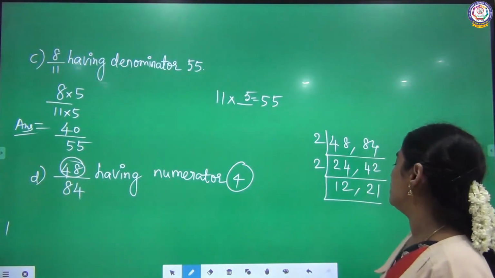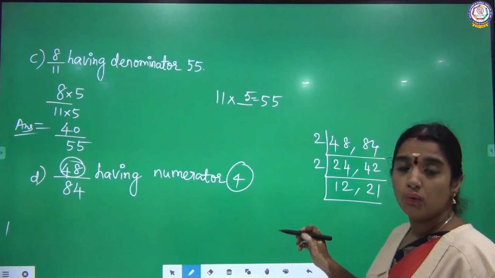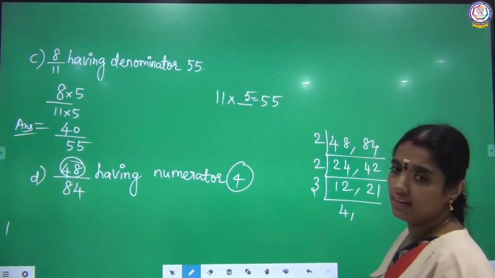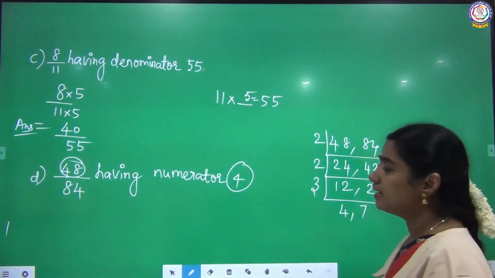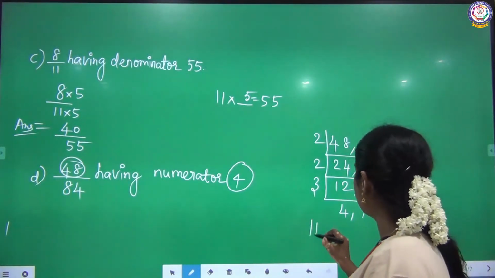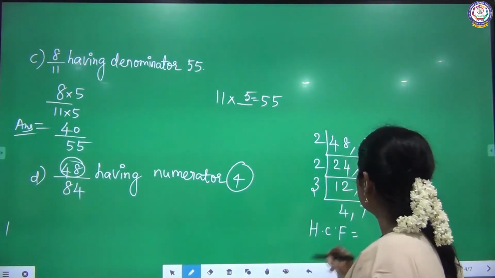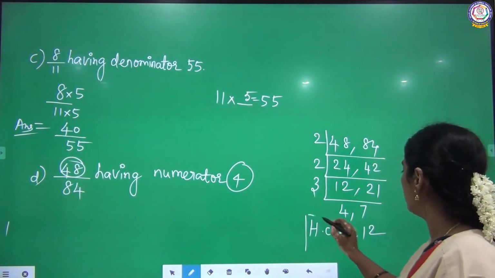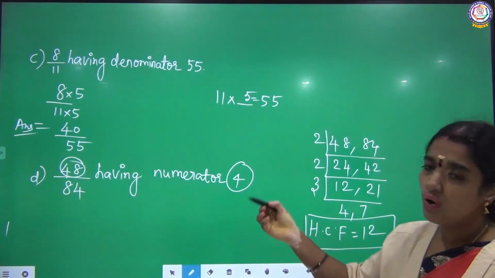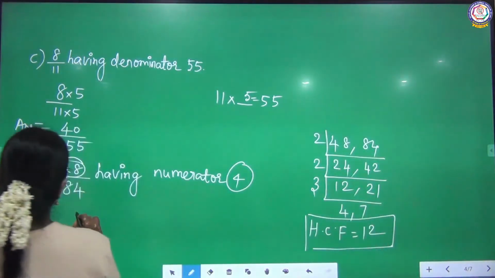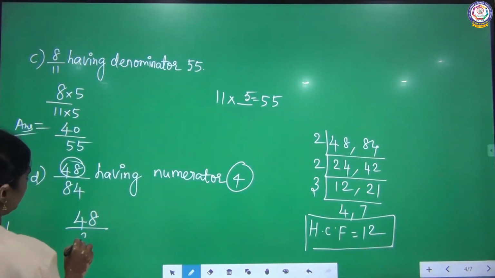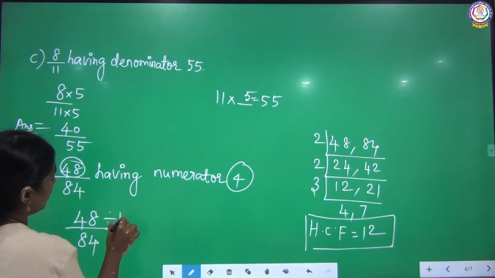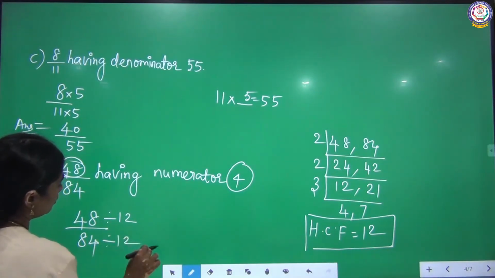Now, 3 table. 12 and 21 we can see in the 3 table. So, 3 4s are 12. 3 7s are 21. So what is my HCF here? 2 2s are 4, 4 3s are 12. My HCF is 12. So I can cancel this 48, 84 by what table? 12 table. So when I divide this by 12, this I am also going to divide by 12.